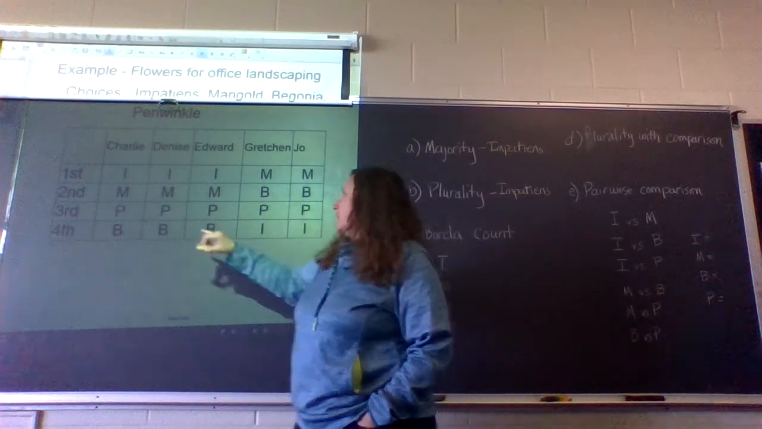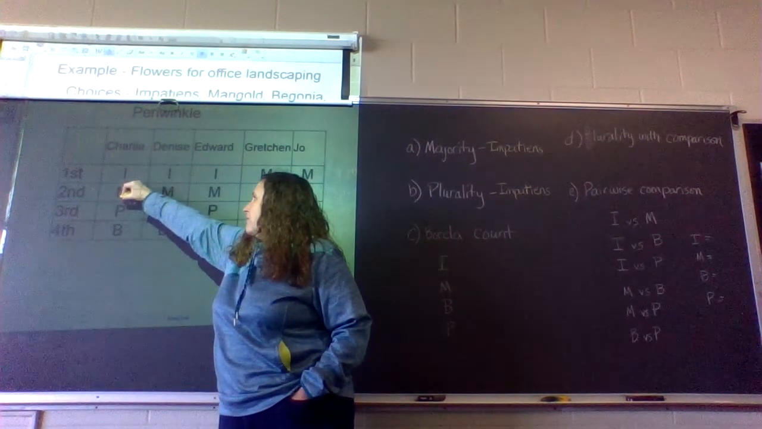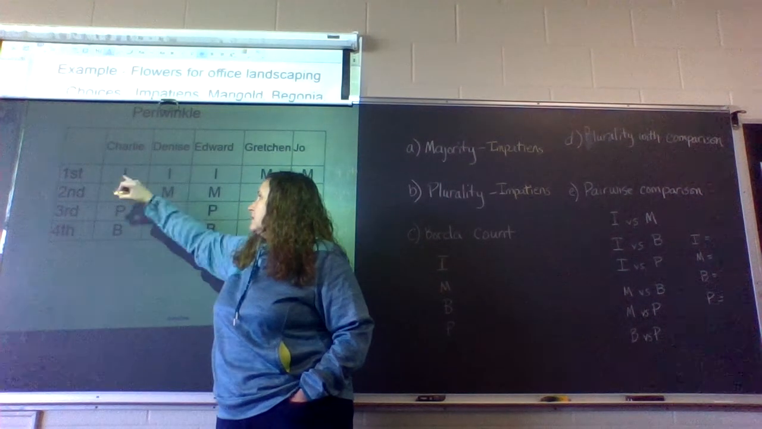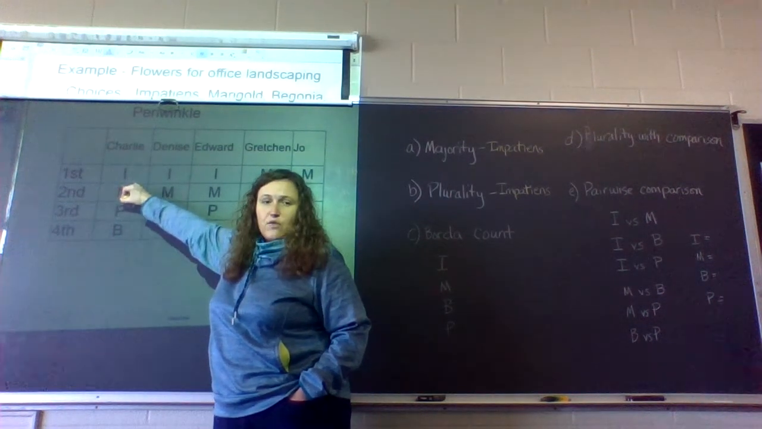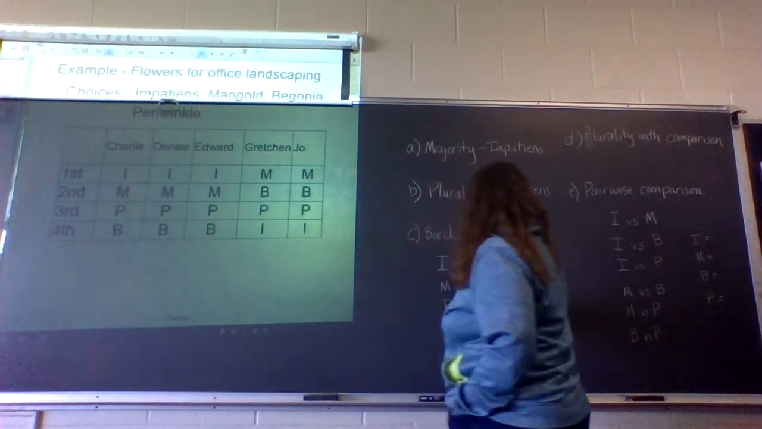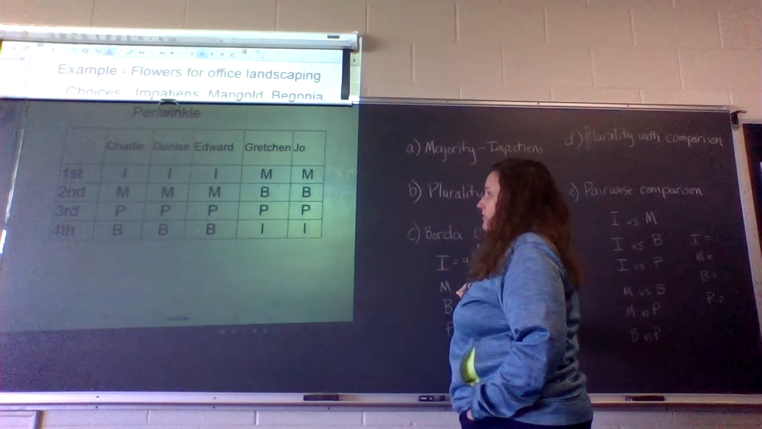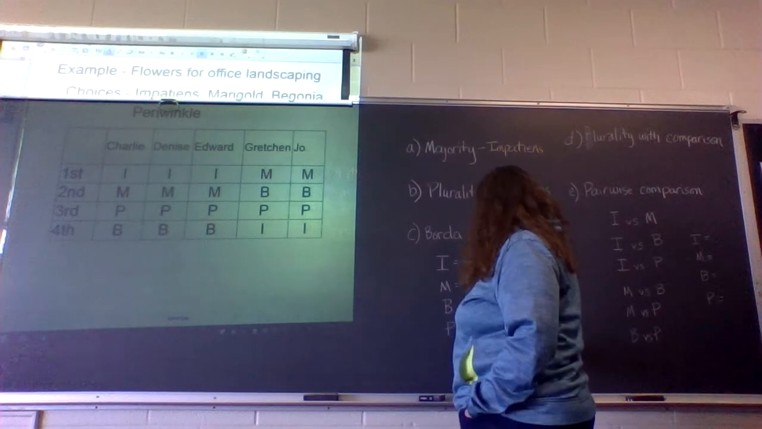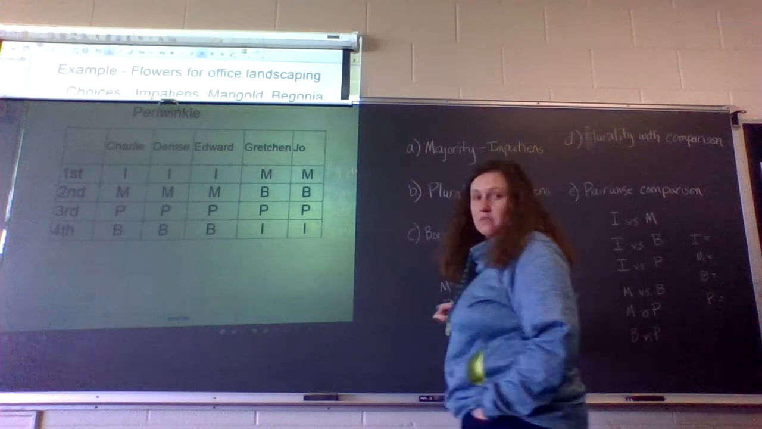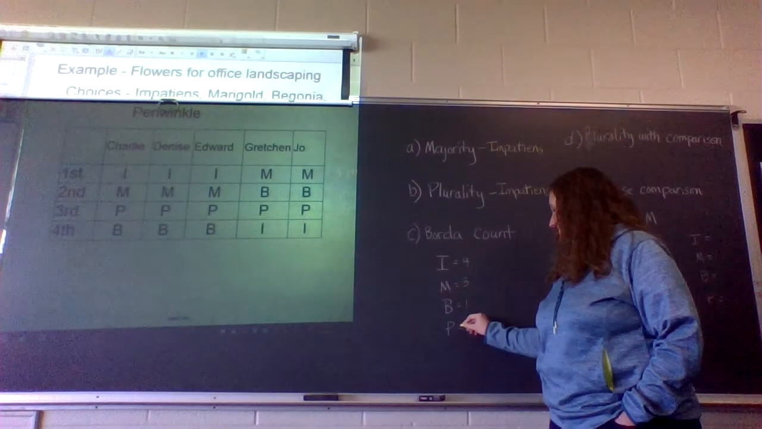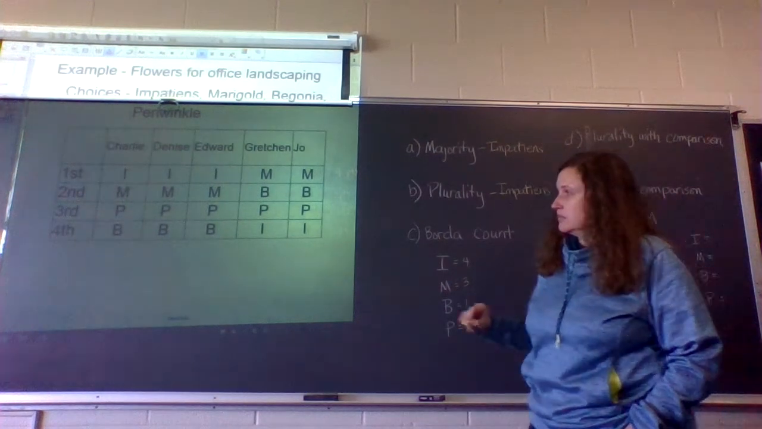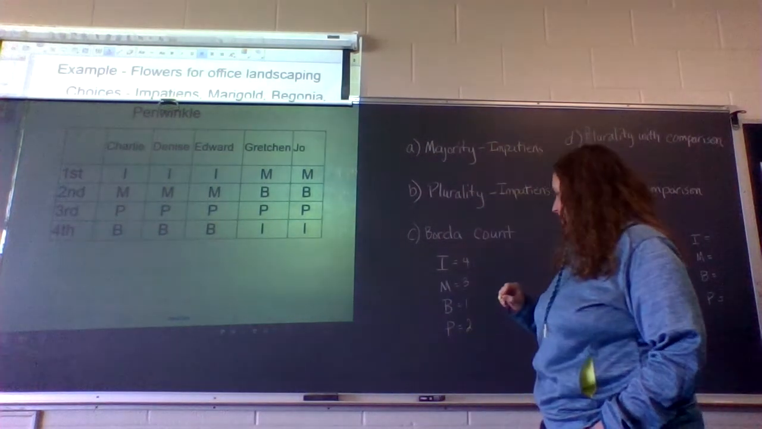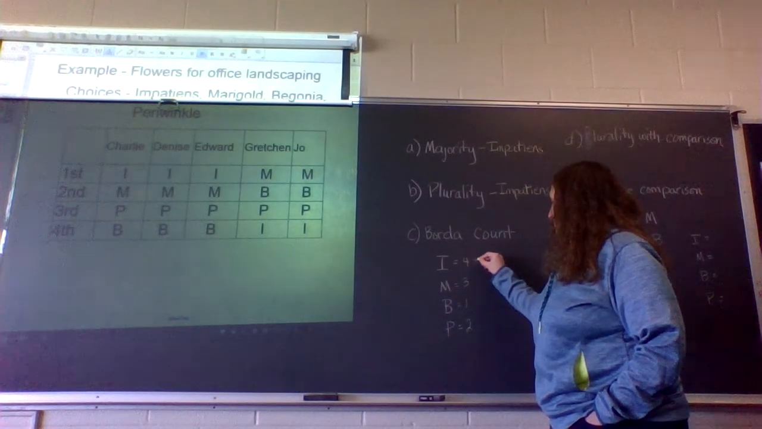So let's just look at Charlie. For Charlie, he gets 4 points for I. He gives 3 points to Marigold. He gives 1 point to Begonias. And he gives 2 points to Periwinkle. All right, because that's in second to last place. I'm going to add that.